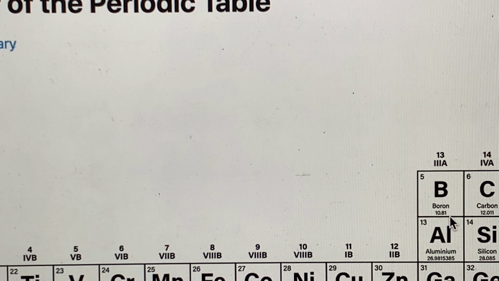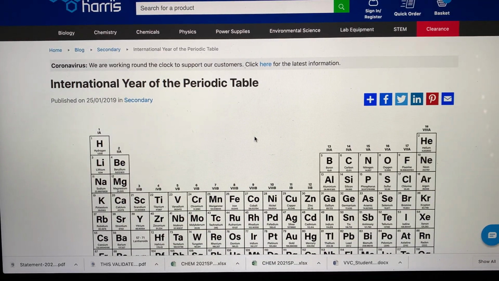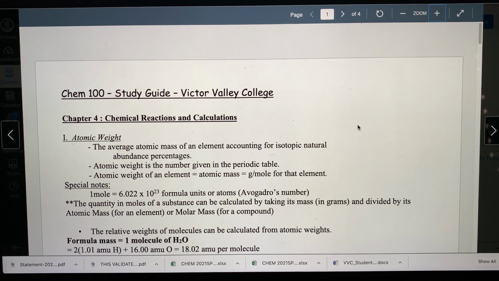That's 10.81 for boron, 12.01 for carbon. So you got the idea. That's called the atomic weight. Now we go back to the lecture here. Atomic weight is the weight average, like I said, on the periodic table. For an element, it's also known as atomic mass, and it's going to be gram per mole.